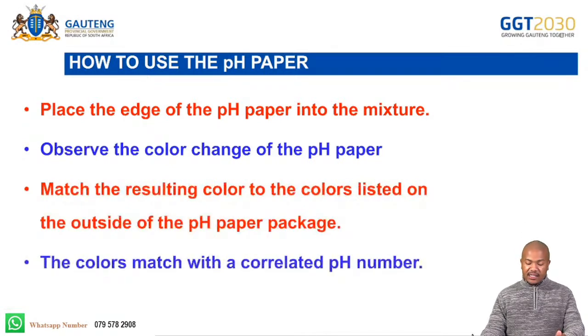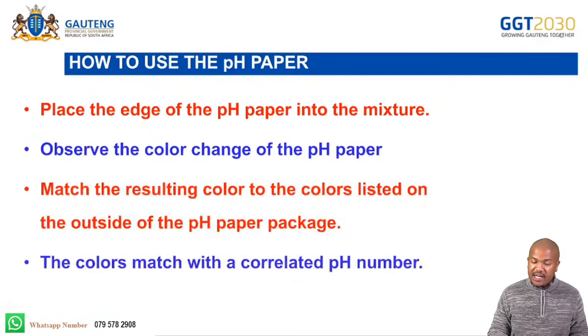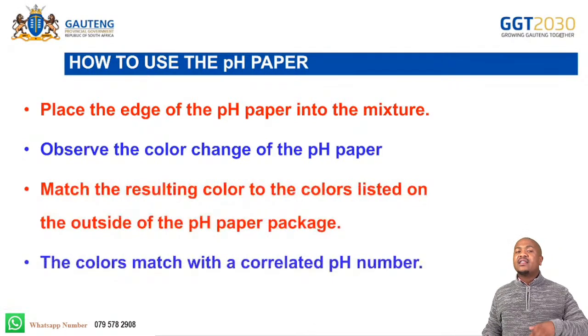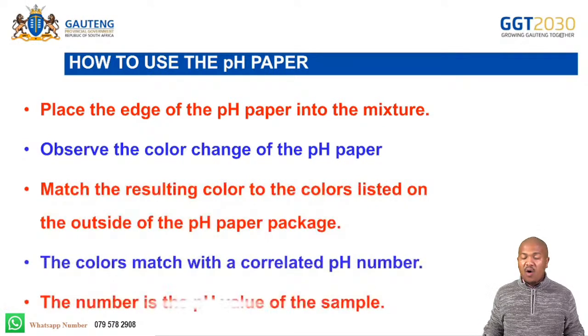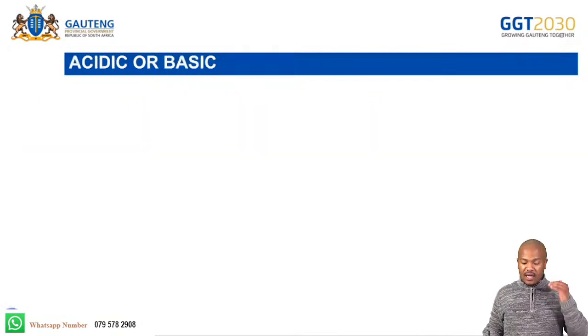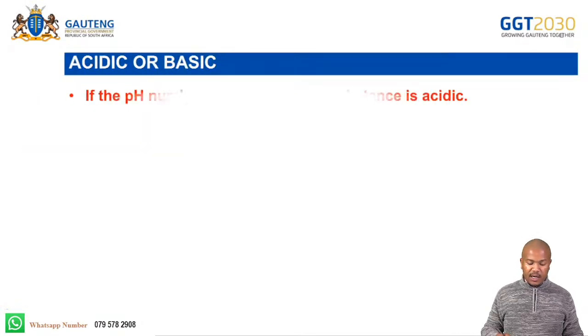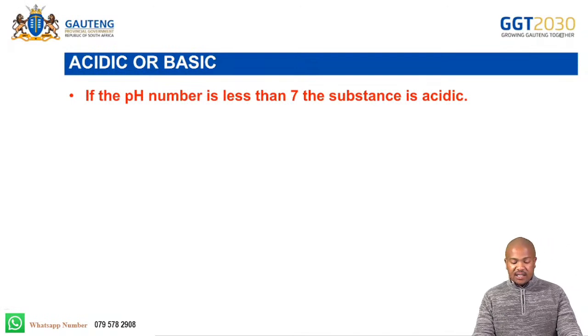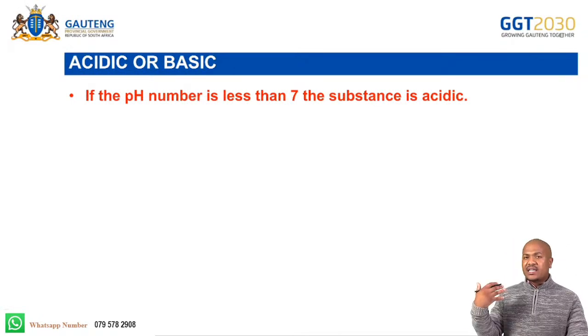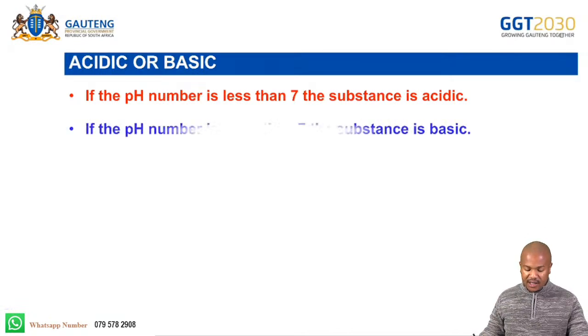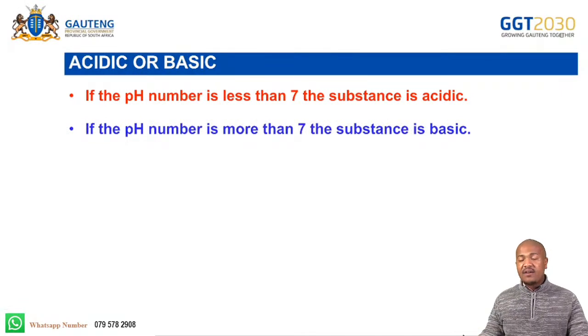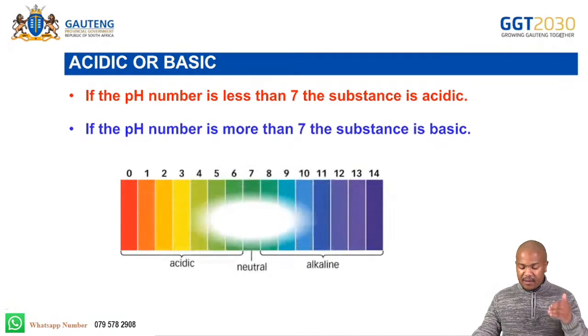So the colors match with a correlated pH number to tell us what? The levels of acidity or levels of alkalinity in our solution. So the number is the pH value of the sample. Right. So we said this for emphasis, so that it drills in our minds: if the pH number is less than 7, then the substance is acidic, but if the pH number is more than 7, the substance is basic.